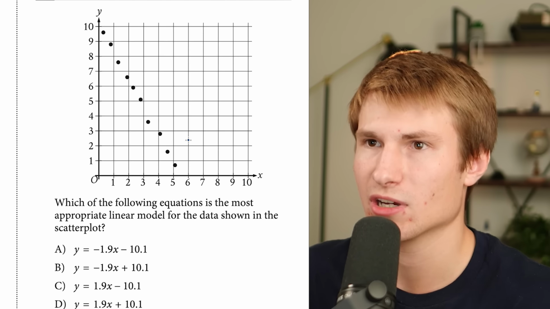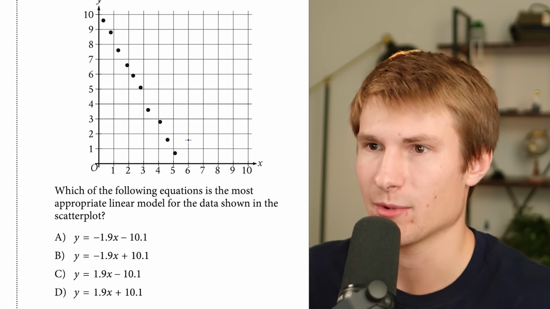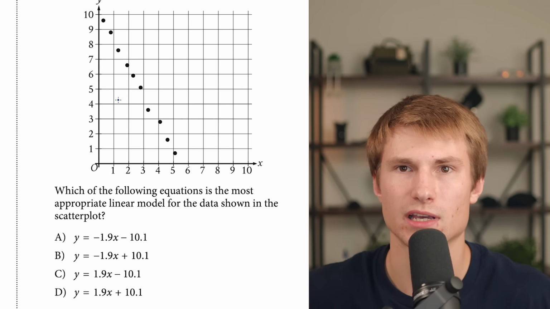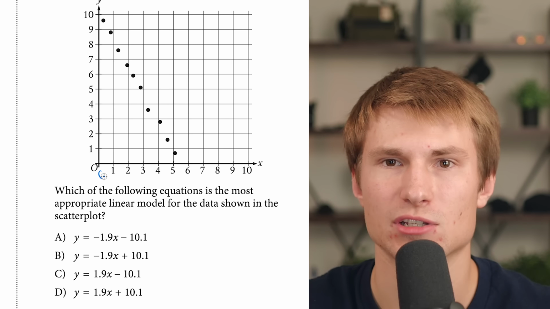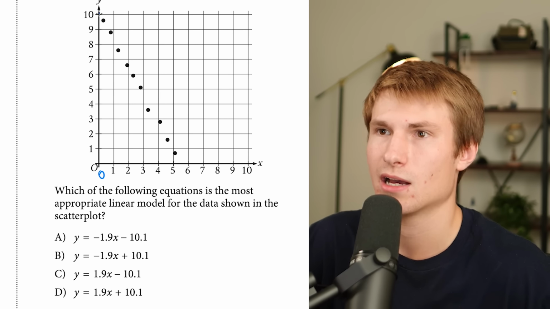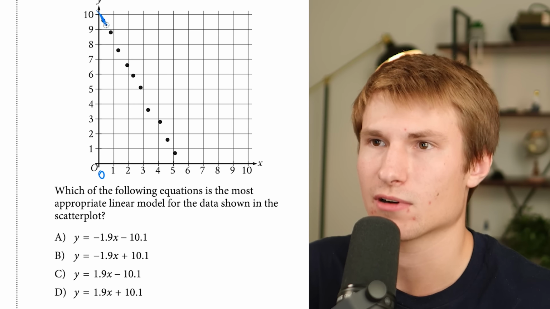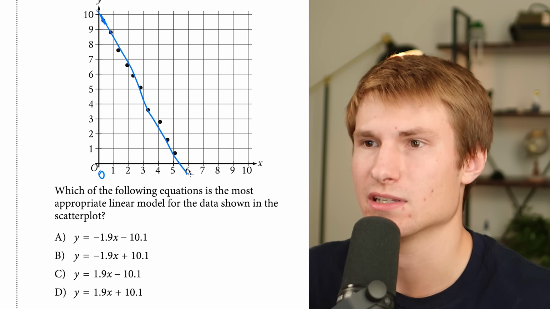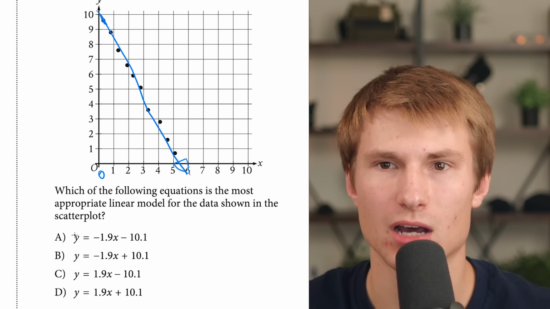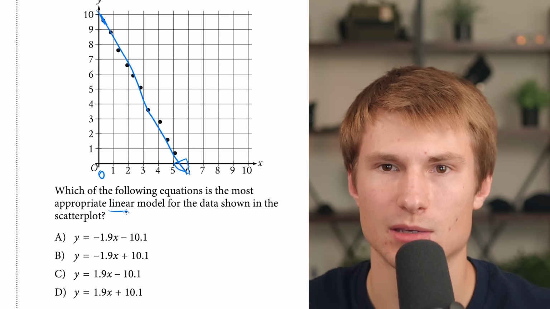All right, so I'm going to actually cover up the question numbers because I have much room on my screen. Which of the following equations is the most appropriate linear model for the data shown in the scatter plot? First thing I'm going to check is my axes. I see I've got zeros both here, so that's good to know. I see that my y-intercept is going to be somewhere roughly around 10, and obviously we have this negative slope here. Okay, so in this case, we want most appropriate linear model for the data shown in the scatter plot. Okay, keep in mind linear model.